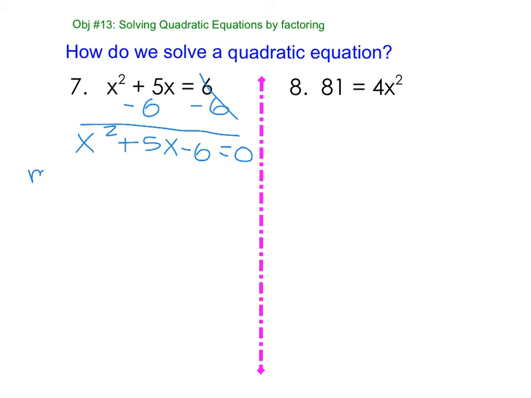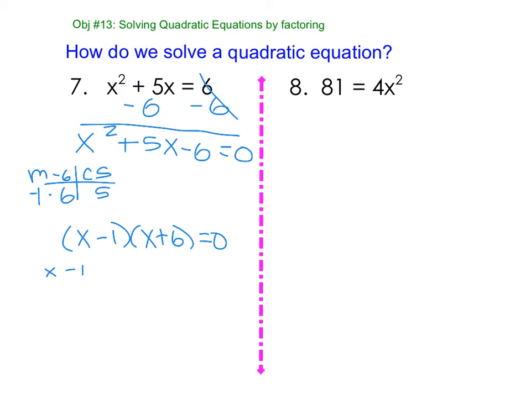This is my MC chart. That's 1 and 6, where the 1 is negative, to give us 5. So x minus 1, x plus 6. x minus 1 is 0. x plus 6 is 0. x is 1. x is negative 6.